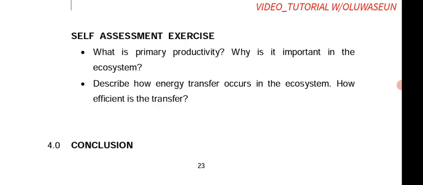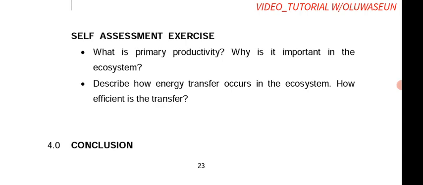Okay, now describe how energy transfer occurs in the ecosystems. How efficient is the transfer? So how does it happen? It happens from the plant. The plant will take up the energy being created by themselves, being manufactured by themselves through the process called photosynthesis, and then the primary consumers will eat it up. So the energy they so created for themselves has been transferred to the primary consumers, and then these primary consumers will also be eaten up by another consumer, which is called secondary consumer. The secondary consumer will also be eaten up by tertiary consumer.